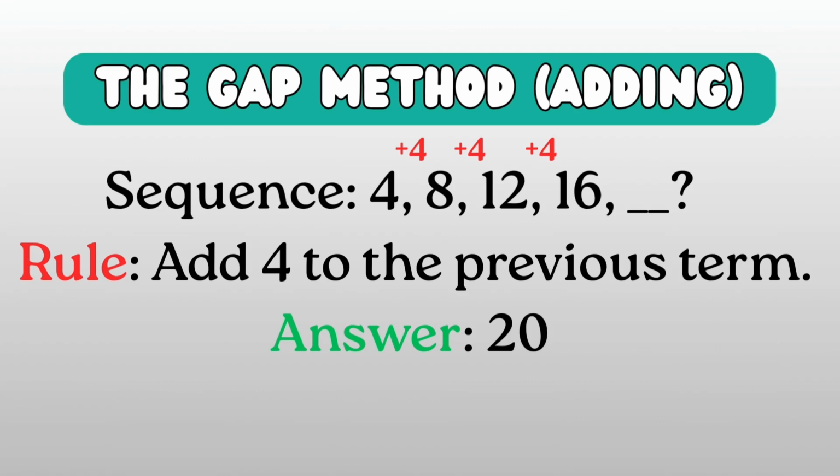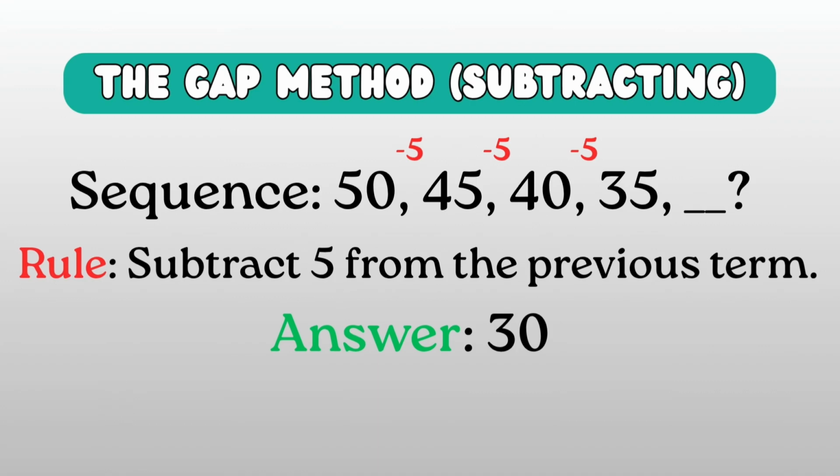So to fill in our blank, all we have to do is take our very last term, which is 16, and apply our rule. What is 16 plus 4? It's 20. You just found the next term. Let's move on to example number 2.